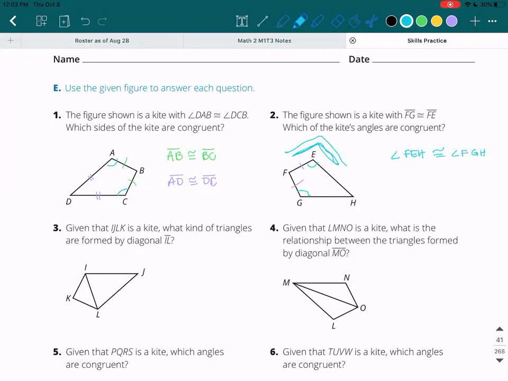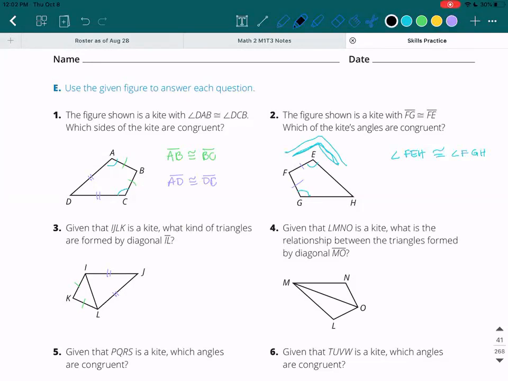Okay, let's go on to number 3. Given that IJLK is a kite, what kind of triangles are formed by diagonal IL? Well, we knew that this is a kite, then those 2 green parts are congruent, and those 2 purple parts are congruent as well. So then when you form these 2 triangles, you have 2 different triangles that have a pair of congruent sides. What is it called when you have a triangle with 2 congruent sides?